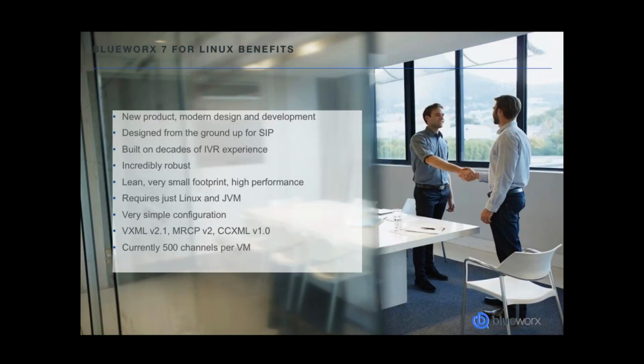At the same time, it's designed to be very lean. It has a tiny footprint, as well as being high performance, so we keep it streamlined so that it can scale high with the fewest resources. It really requires just the Linux operating system and a JVM. It doesn't require anything else to run, and it has a very simple configuration. It's a text file based configuration, which makes it easier to manage multiple systems. It's all part of the lean approach.